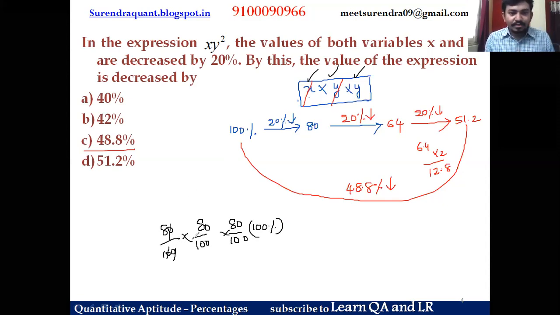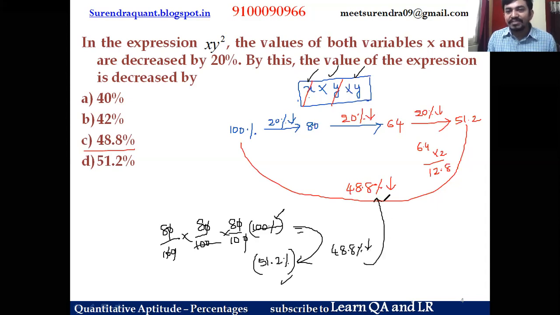Friends, the zeros cancel, 100 and 100 cancel. What is 8 into 8 into 8? 8 cube. 8 cube is 512. 512 by 10, 51.2%. Friends, we started with 100. We ended with 51.2. What is the net decrement? Net decrement is 48.8%. And that is what we have seen here. Same model, right? Same value.